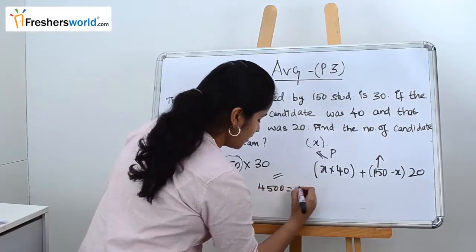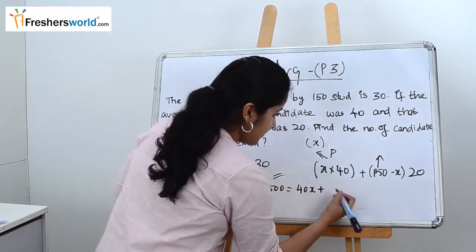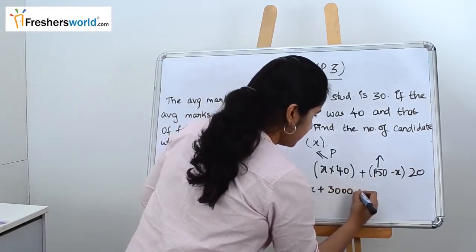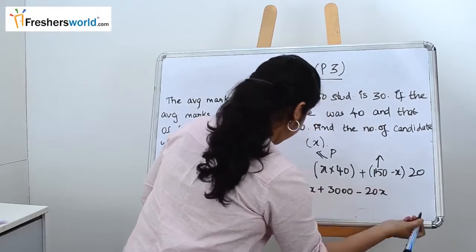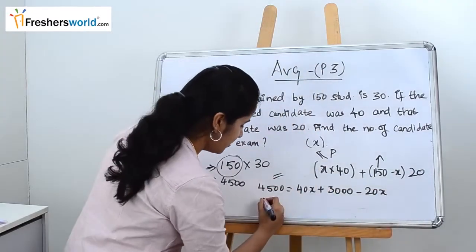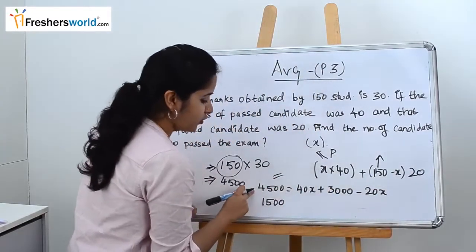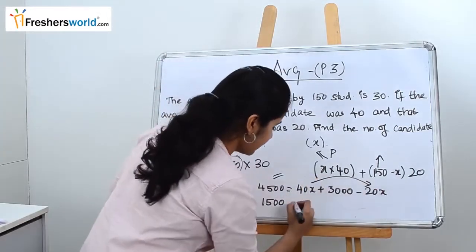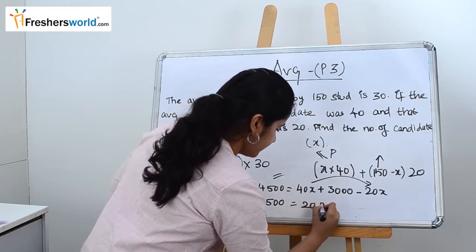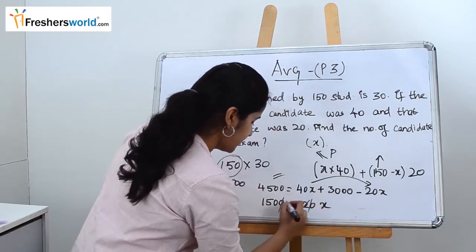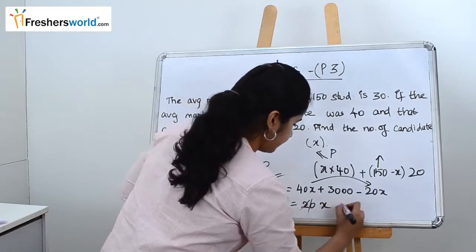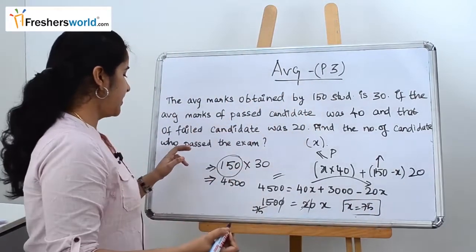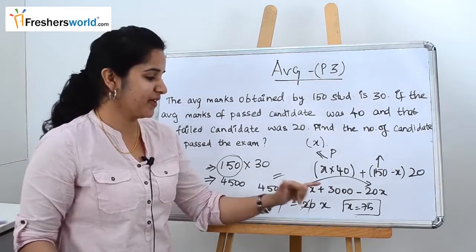4,500 is equal to 40X plus 150 into 20, which is nothing but 3000 minus 20x. So take the 3000 here, it becomes 1500. How? 4500 minus 3000. Here 40x minus 20x is nothing but 20x. So x is 75. So the number of candidates who passed the exam is nothing but 75.